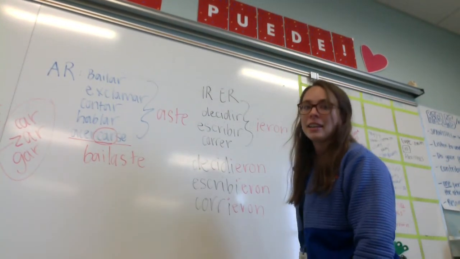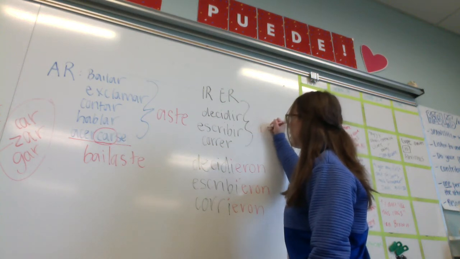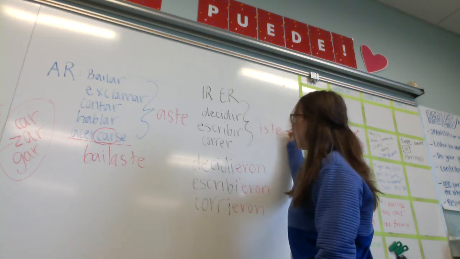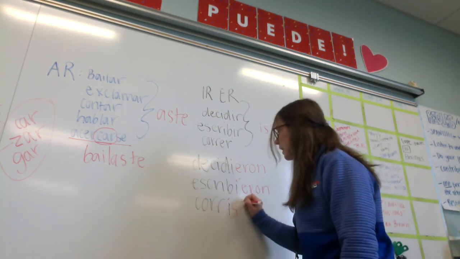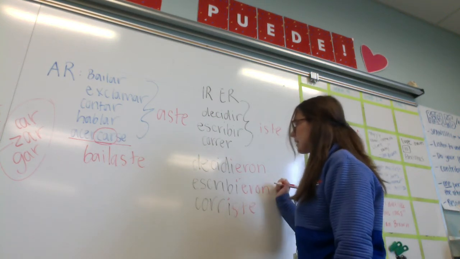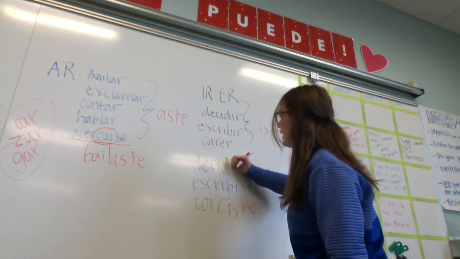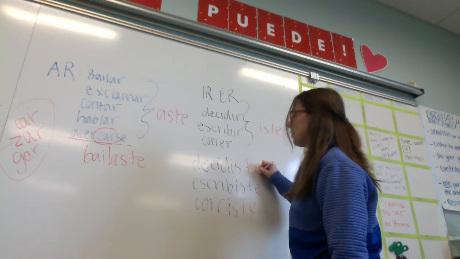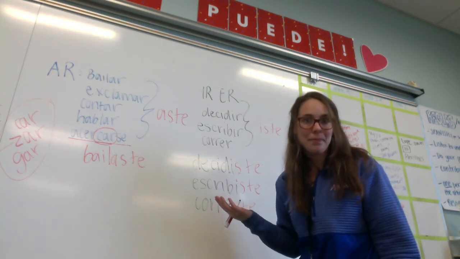Then, for the IR-ER verbs, it is an ISTE ending. Corriste? Did you run? Escribiste? Did you write? Decidiste? Did you decide? Pretty simple.